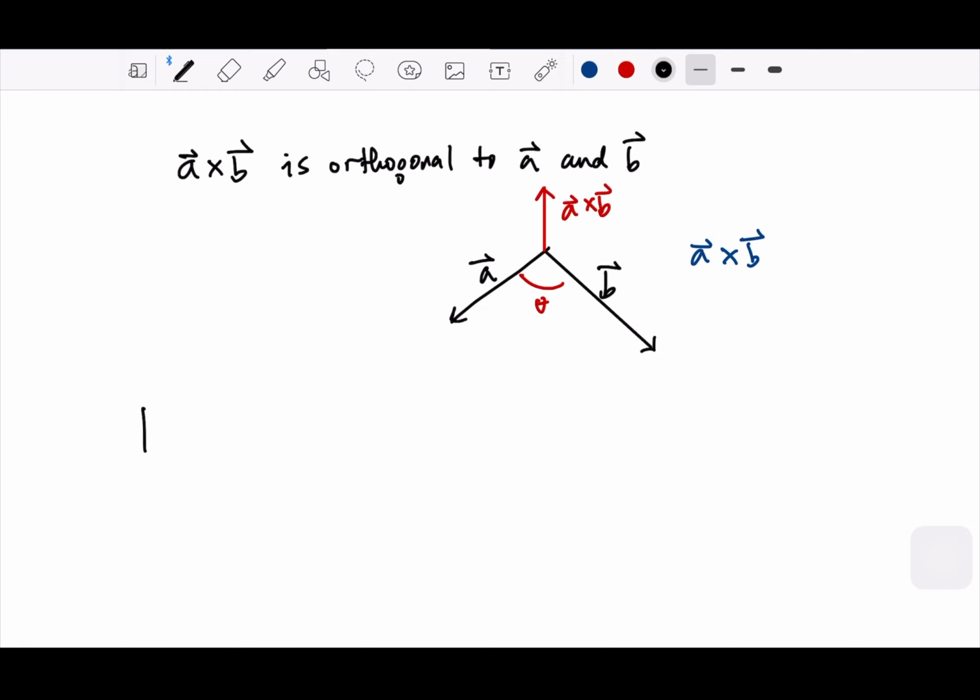And then we can also apply another theorem, which states that the magnitude of A cross B is equal to the magnitude of A multiplied by the magnitude of B, and then multiplied by sine theta. So this is theta from 0 to pi. This means that we can calculate the length of the cross product.